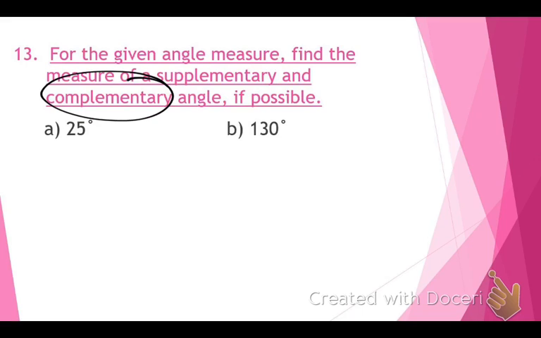What do we know about complementary? That it adds up to 90. They add up to 90 degrees. So first one, Michael, help me out. What would the supplementary angle be if one of them is 25? How would I figure that out? Okay, we know it's going to add up to 180, so we're going to go ahead and subtract the angle that we know right there. And what would the other angle be?